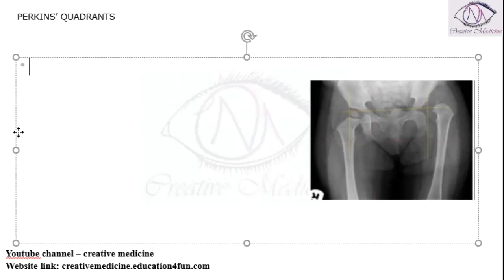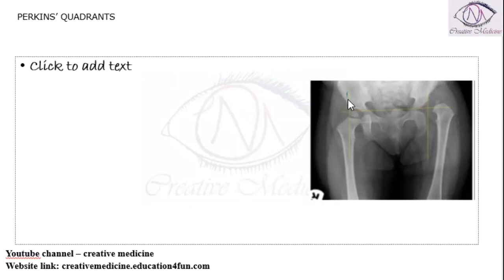In Perkins quadrants, whenever there are two lines, we have this Hilgenreiner's line, which goes through the midpoint of the acetabulum. So this is Hilgenreiner's line, and these two are the Perkins lines, which go on the superior aspect of the acetabulum perpendicular to Hilgenreiner's line. So these Perkins lines and Hilgenreiner's line intersect with each other, and they divide this part into four quadrants.